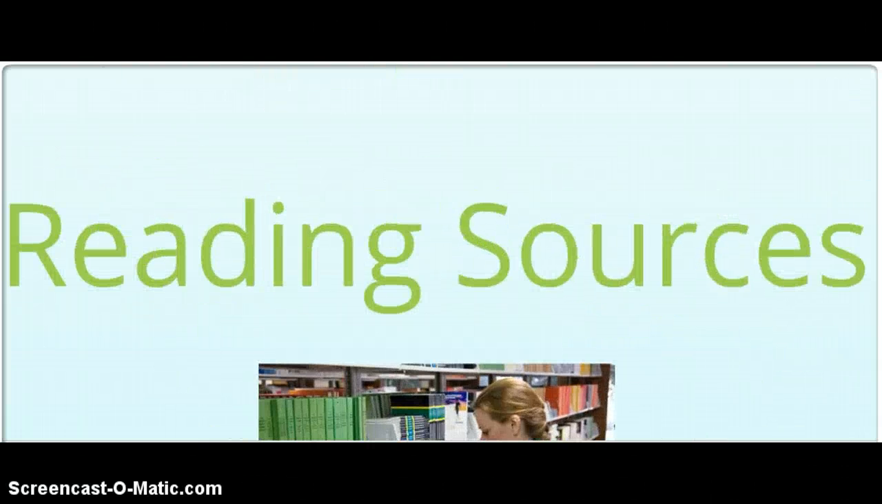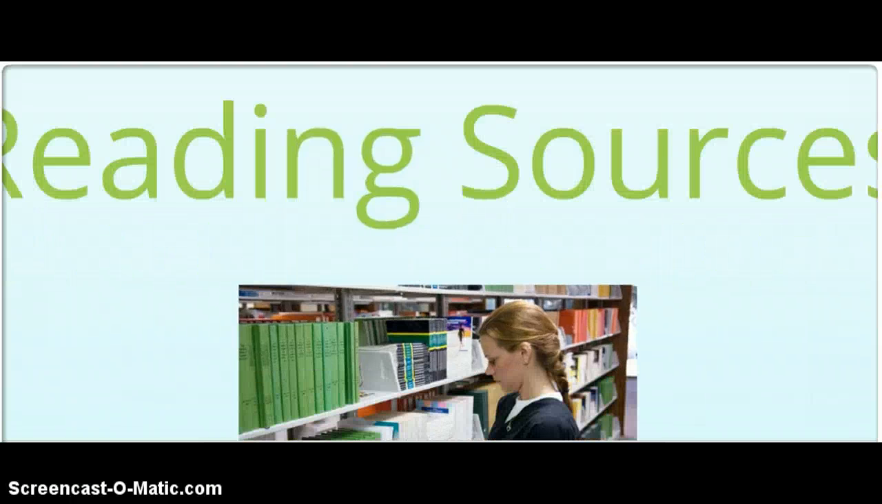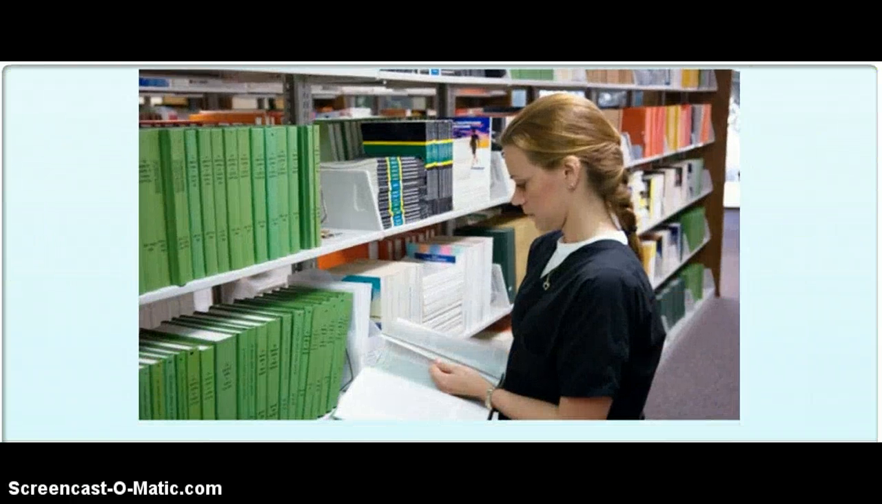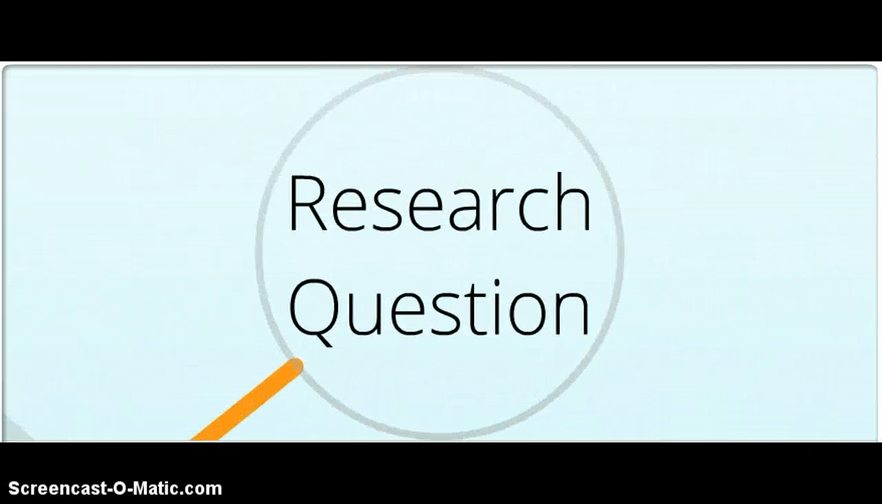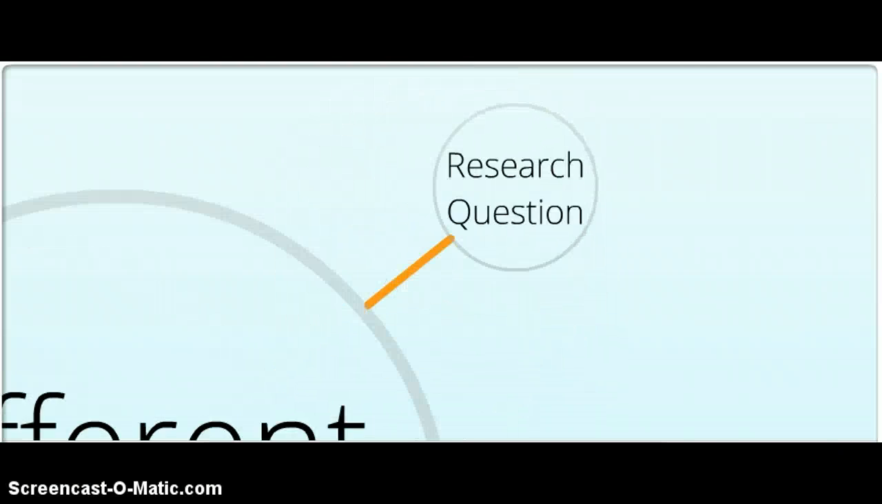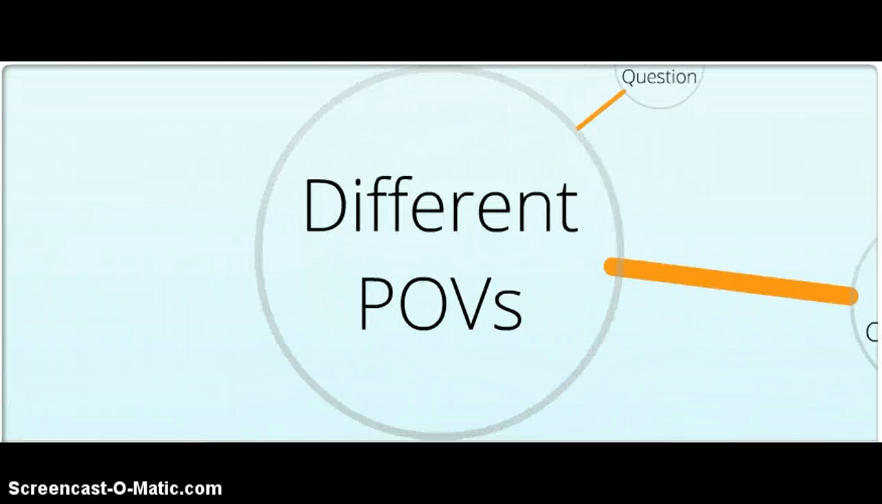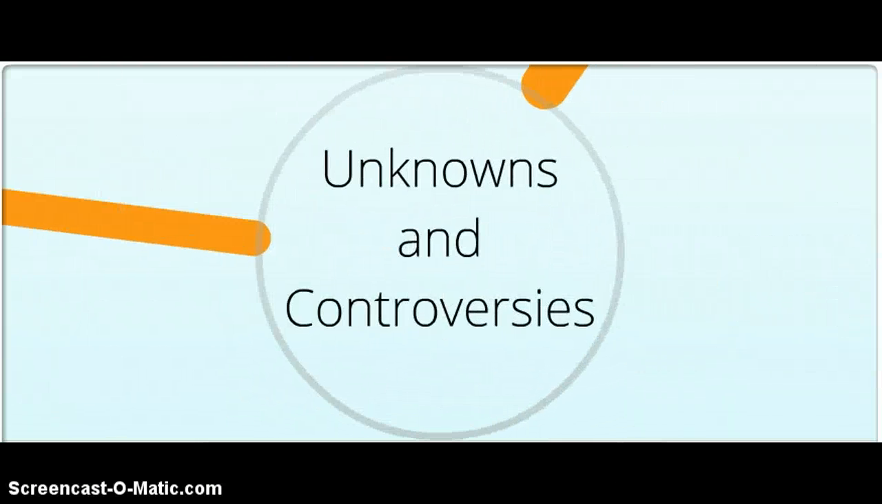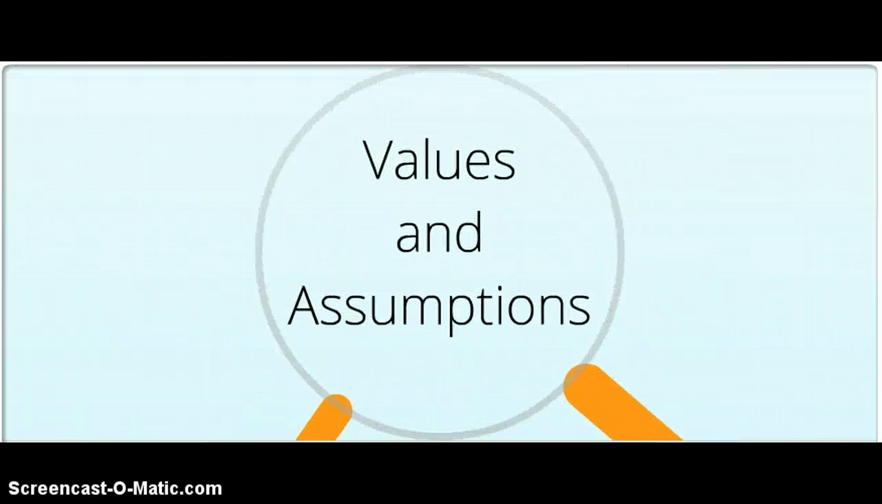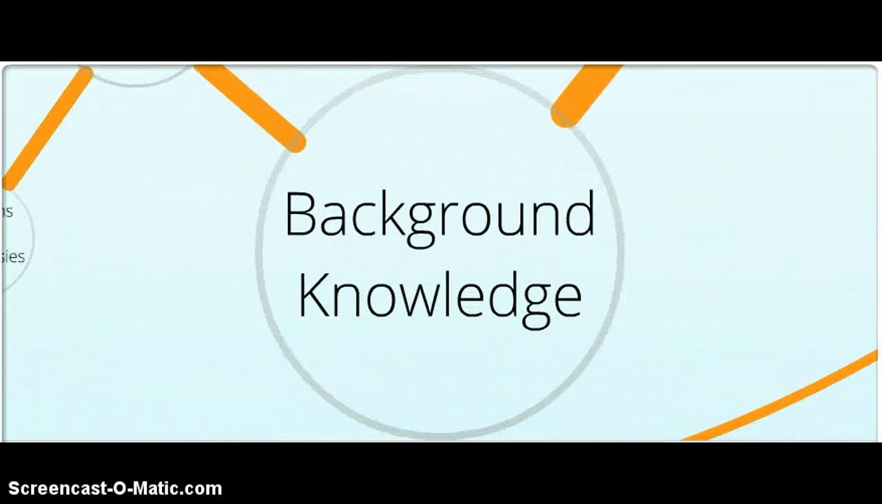How you read a source will depend on where you are in the research process. Simply start reading by developing a basic understanding of your issue. Begin with your research question, and then become aware of different points of view regarding that question. Learn what is unknown or controversial about your research question. Try to see what values or assumptions are in conflict, and build up your store of background knowledge.